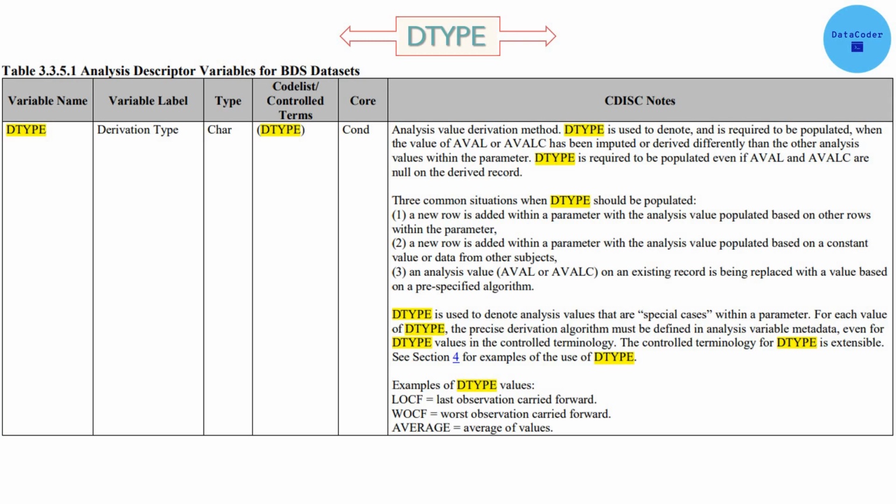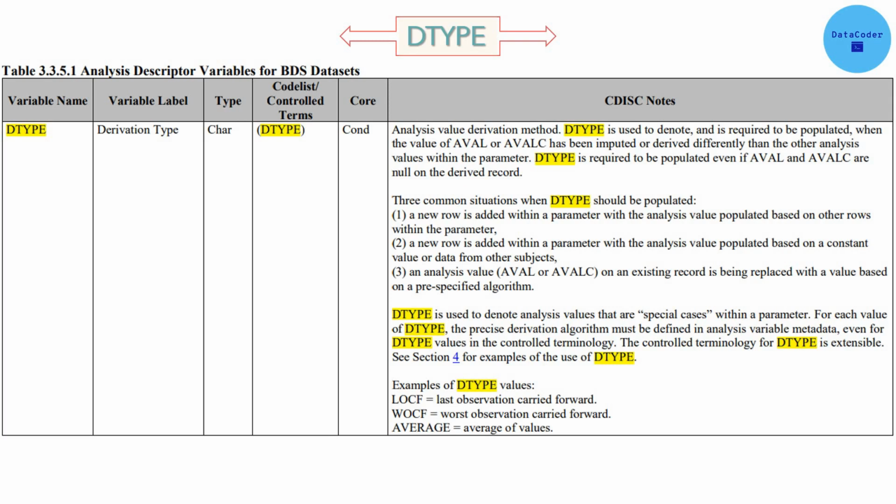So the CDISC notes here say that Analysis Value Derivation Method, DTYPE, is used to denote and is required to be populated when the value of AVAL or AVALC has been imputed or derived differently than the other analysis values within the parameter. DTYPE is required to be populated even if AVAL and AVALC are null on the derived record. Three common situations when DTYPE should be populated: a new row is added within a parameter with the analysis value populated based on other rows within the parameter.